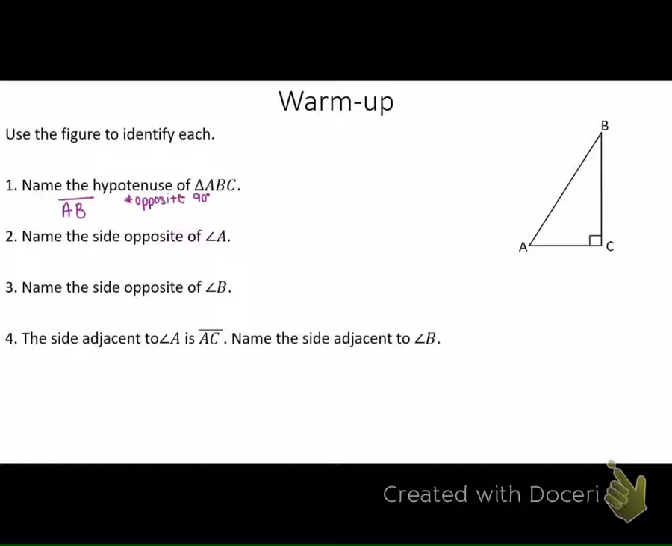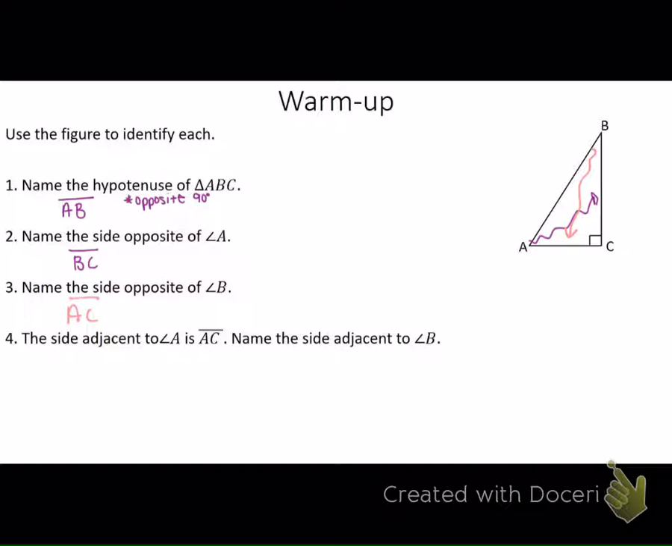Name the side opposite angle A. What side is opposite angle A? A side needs 2 letters, please. Thank you, Hunter. BC. If you look at this here, opposite angle A is the side BC. What is the side opposite angle B? AC. Good job, Casey. Opposite angle B is AC.